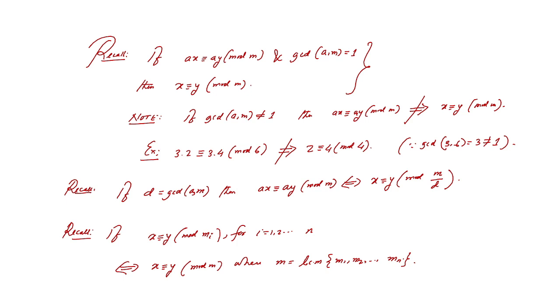Now we'll come to some important problems. আমরা কিছু problem solve করব. এই problem গুলো exam এর জন্য ভীষণ important. So here question 1. Find the least positive residue of 3 to the power 36 mod 77.